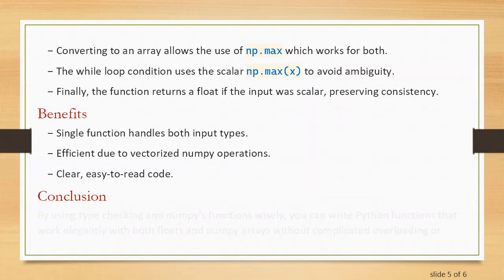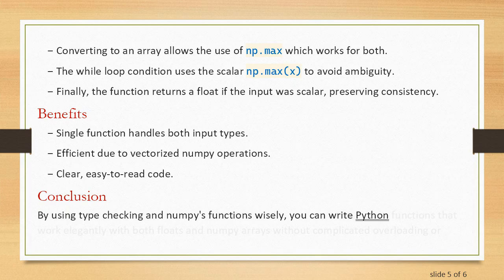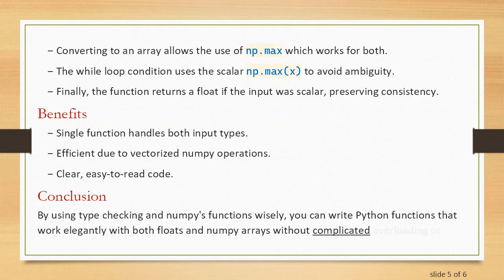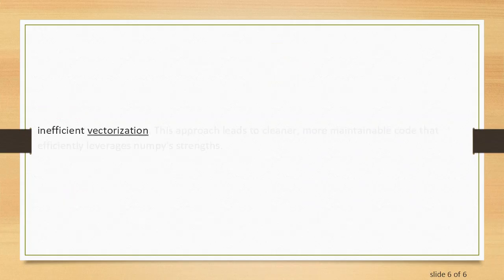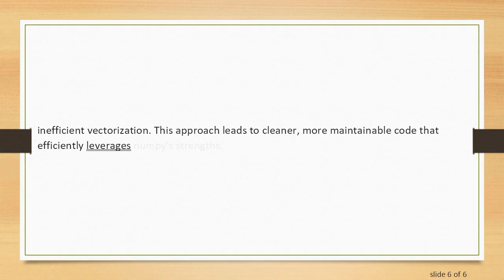Conclusion. By using type checking and numpy's functions wisely, you can write Python functions that work elegantly with both floats and numpy arrays without complicated overloading or inefficient vectorization. This approach leads to cleaner, more maintainable code that efficiently leverages numpy's strengths.